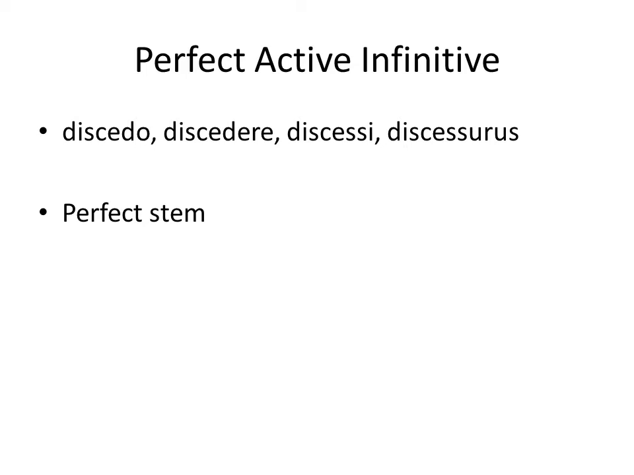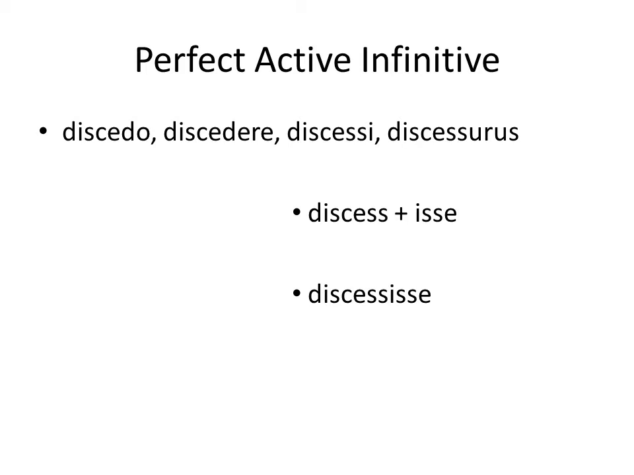Then, to make a perfect active infinitive, all we do is add isse, I-S-S-E, to the end of that perfect stem. And that's it. That gives us the perfect active infinitive. So for this verb, our perfect stem is discess. We drop the I off the third principal part, and then we just add isse to give us discessisse. Maybe a little bit of a tongue twister, but that's the perfect active infinitive.